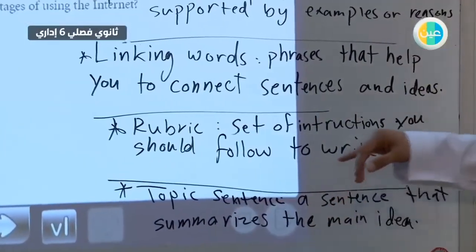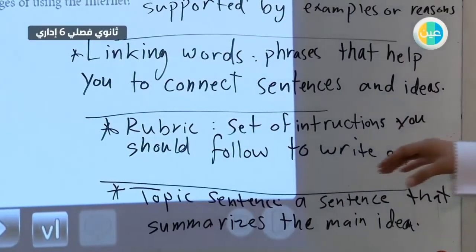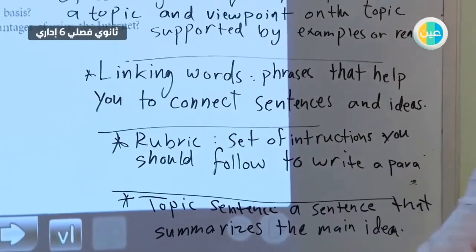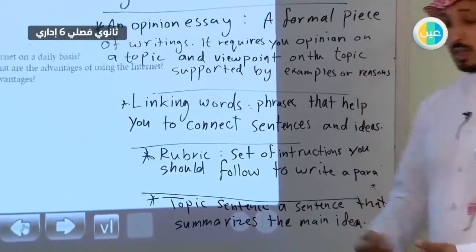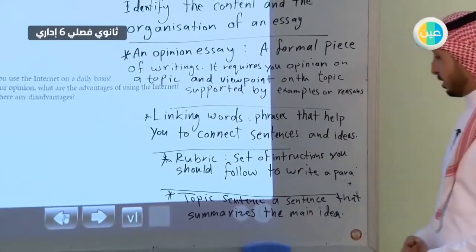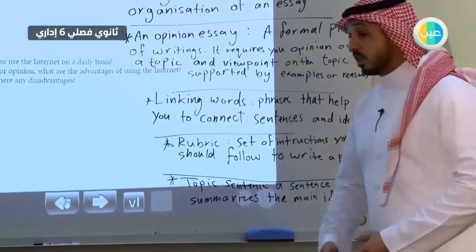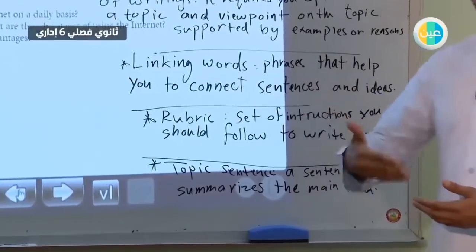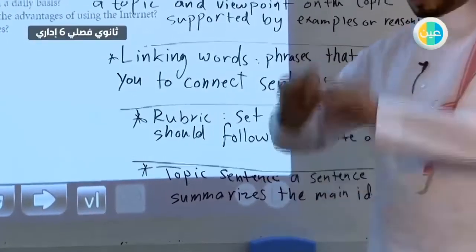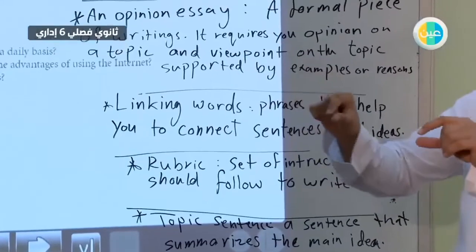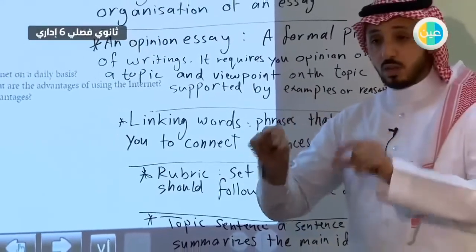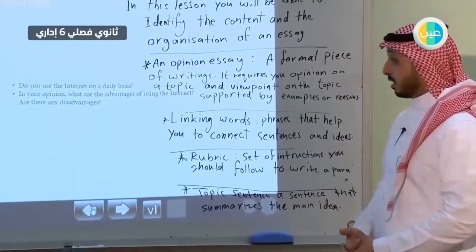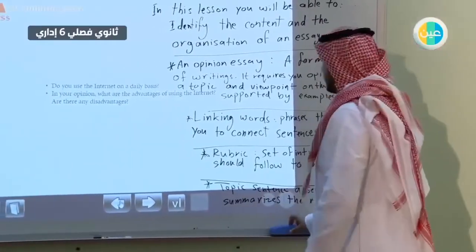الروبريك اللي هو set of instructions you should follow to write a paper. طبعا هي زي المعطيات تكون أمامك تتبعها حتى تخرج في كتابة جيدة. A topic sentence. A topic sentence is a sentence that summarizes the main idea. So عندك main idea, فكرة رئيسية. A topic sentence اللي هي الجملة تكون في بداية الباراجراف تلخص the main idea of your topic.